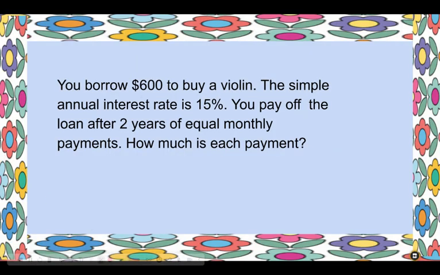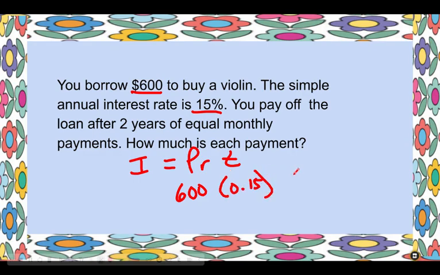You borrow $600 to buy a violin. The simple annual interest rate is 15%. You pay off the loan after 2 years of equal monthly payments. How much is each payment? So I equals PRT, principal times rate times time. I borrowed $600. My rate was 15% for 2 years. So let's find the interest. Pause the video, figure that out.